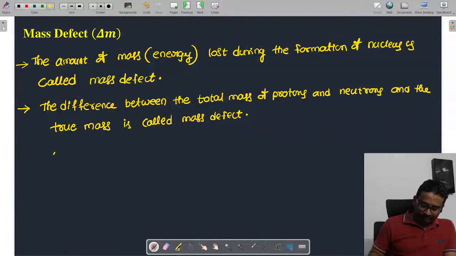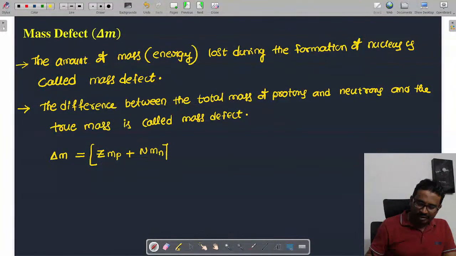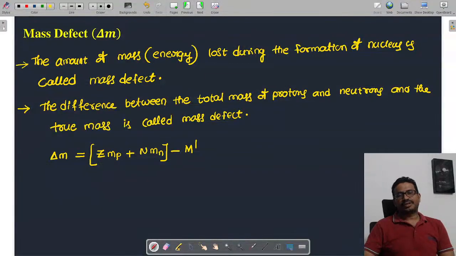So this is mass defect, we can say delta M, which is given as, if the number of protons is Z and mass of the protons is Mp, we can say Z into Mp. Number of neutrons is N, mass of each neutron is Mn, minus M dash, where this M dash is called as a mass of nucleus.